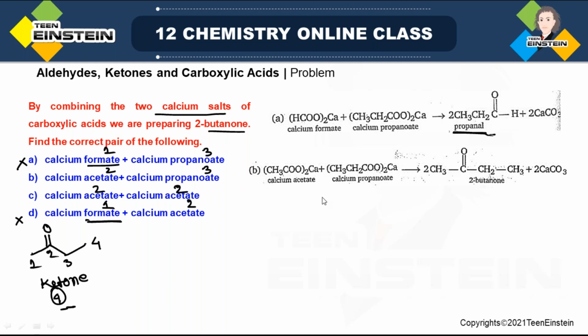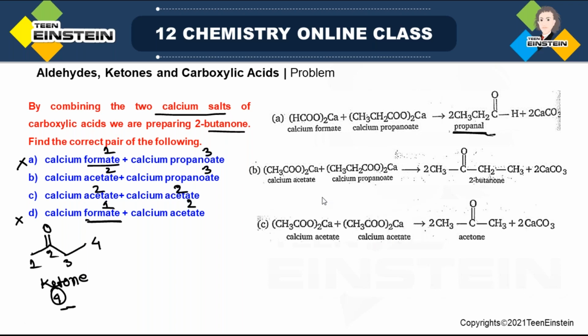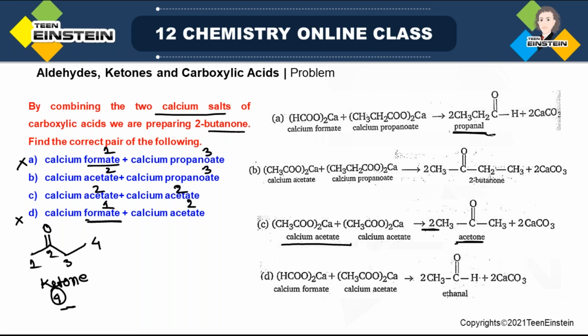So option B is correct. Then option C, you will end up with acetone. 2 calcium acetate molecules, you will get 2 acetone. In the previous slide this example is also mentioned, but there only 1 calcium acetate is taken, so you end up with 1 acetone, but here you have taken 2, so 2 molecules of acetone. And D, if you take a calcium formate and calcium acetate mixture, you will get acetaldehyde. So B is the correct option.